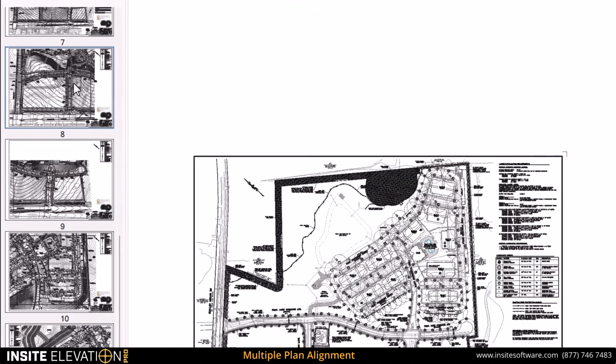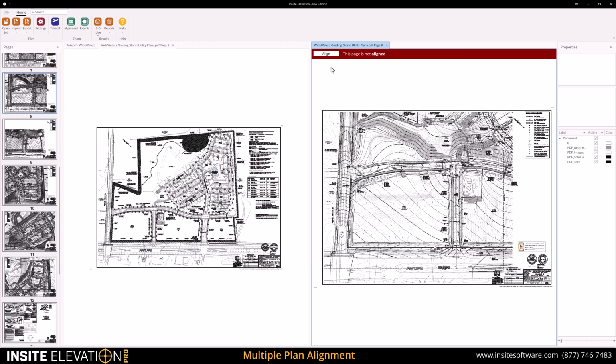Selecting a PDF thumbnail opens the page to a new workspace panel. This 30 feet per inch plan provides the grading details for the lower left of the 60 feet per inch overall.